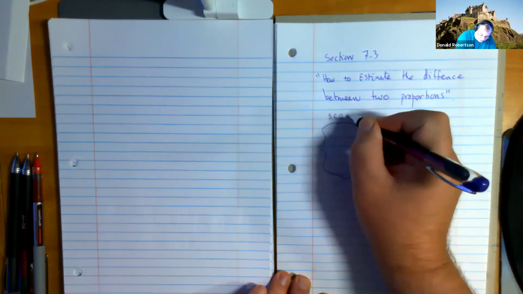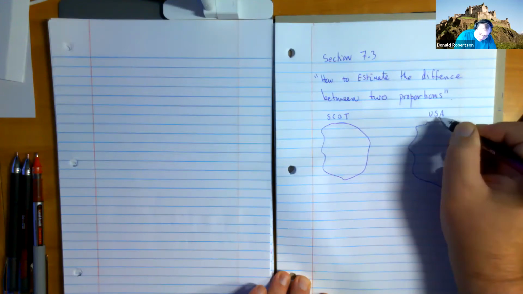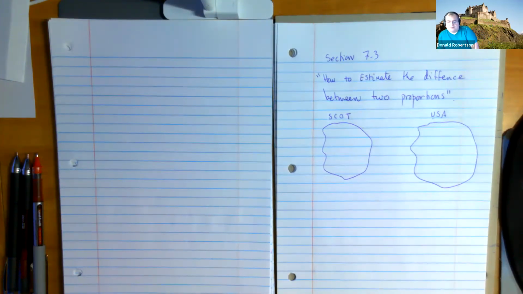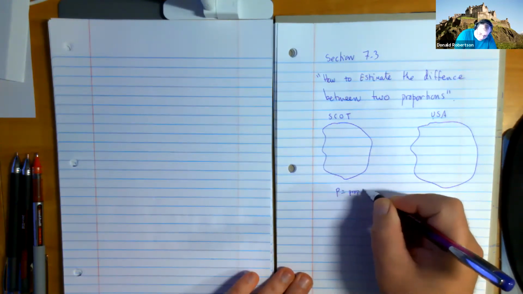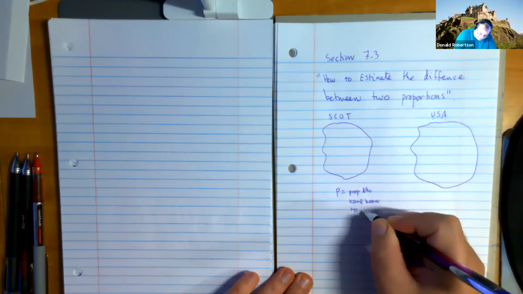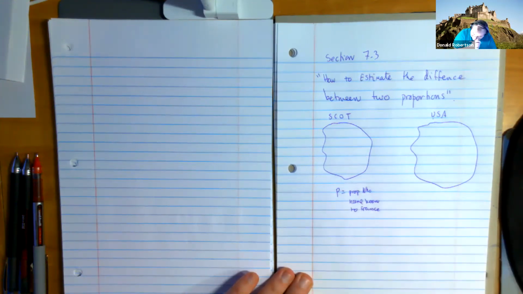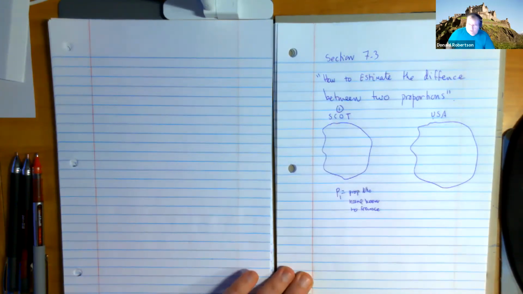Imagine that we were comparing Scotland as a population to the United States of America. We're interested in finding out what proportion or percentage of Scottish people have ever been to France. And so the P that we're looking for is a proportion of been to France. Since this is Scotland, we'll call them population 1, and I'll call that number P1.